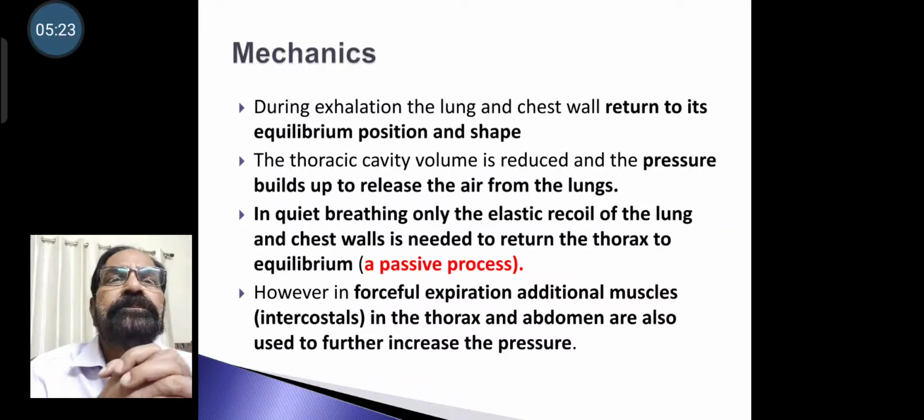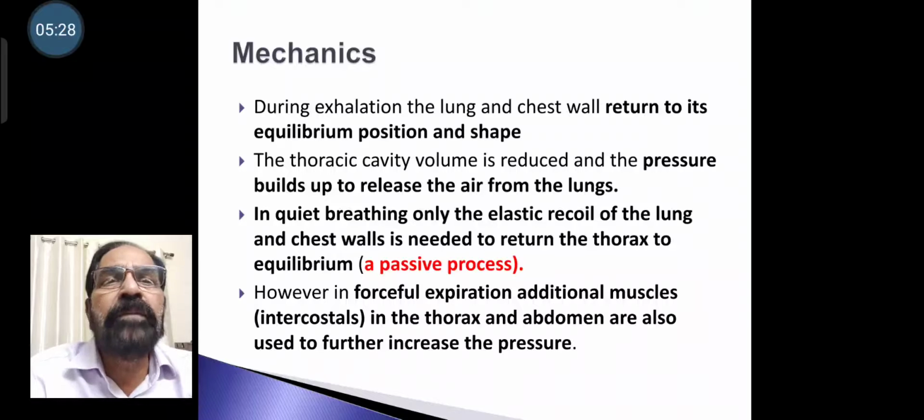During exhalation, the lungs and the chest will return to their equilibrium position and shape. Thoracic cavity volume is reduced and the pressure builds up to release the air from the lungs. In quiet breathing, only elastic recoil of the lungs and chest walls is needed to return the thorax to equilibrium. That is a passive process. However, in forceful expiration, additional muscles, that is intercostals, in the thorax and abdomen are also used to further increase the pressure.